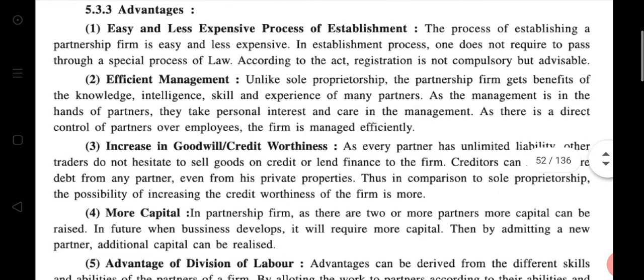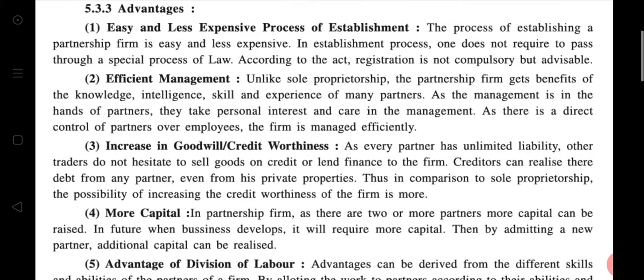First, easy and less expensive process of establishment. The process of establishing a partnership firm is easy and less expensive. Please underline, it is very easy and also less expensive, because in the process of establishment one does not require to pass through a special process of law. According to the law, registration is not compulsory but advisable.